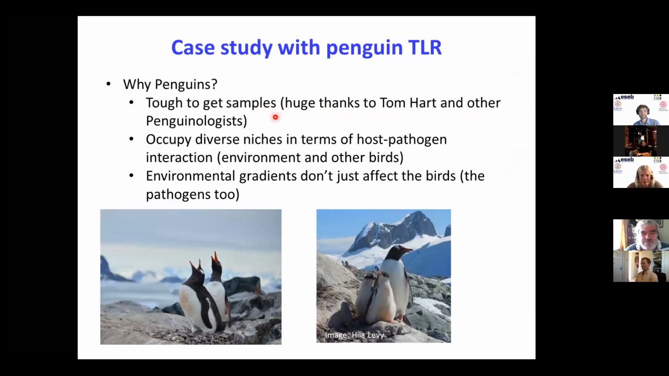But really, why penguins is that they occupy really diverse niches in terms of host-pathogen interaction, in terms of the environment, the physical environment, but also in terms of the biotic environment. Some penguins are really quite isolated from other individuals and only get penguin pathogens, whereas other penguins are basically crapped on by everyone and get pathogens from all sorts of birds. And these environmental gradients that we're familiar with don't just affect the birds, they affect the survival of pathogens too. Some pathogens are more or less able to survive the harsh conditions than others.